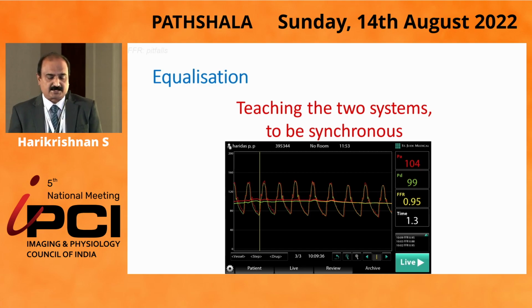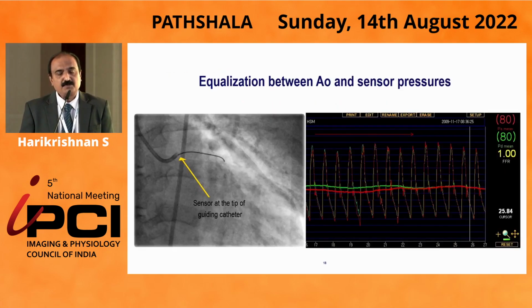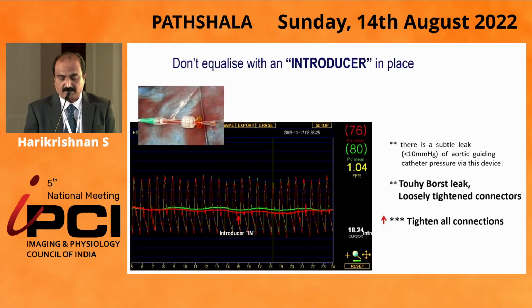Then the equalization. Equalization is teaching the two systems to be synchronous. To equalize, you have to push out the wire so that just the transducer is out of the guide catheter. You know the transducer is at the proximal part of the dark end of the wire. So you have to push just out and then do the equalization. You can see that there was a difference initially, which overlaps towards the end once you equalize.